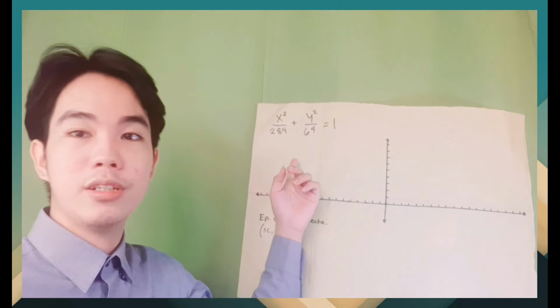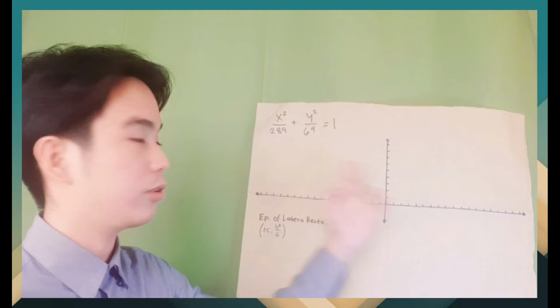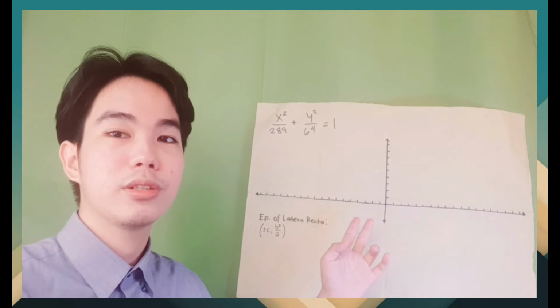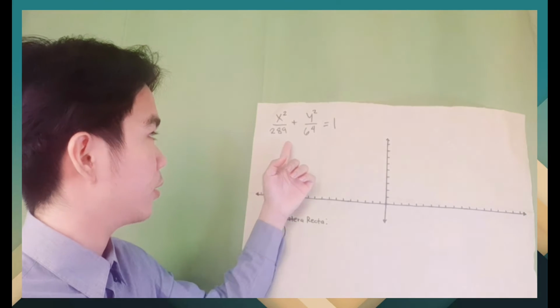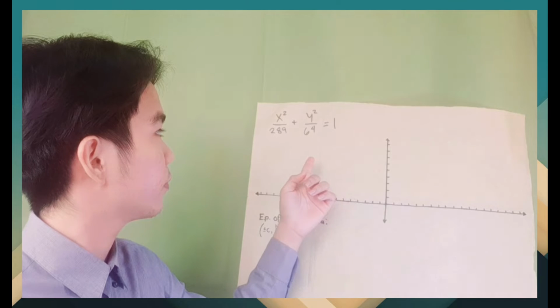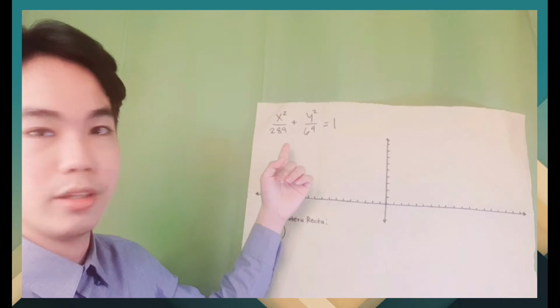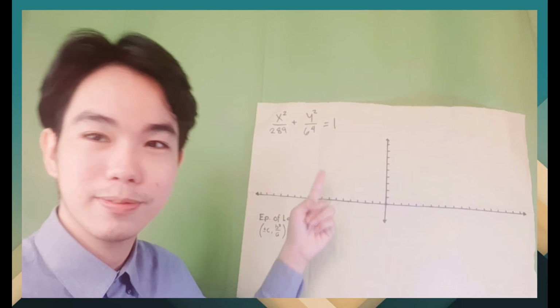So now we can graph this semi-ellipse. We included the standard form. We must remember that it is a horizontal ellipse. x squared over a squared plus y squared over b squared is equal to 1. The a squared then is 289 and the b squared is 64.